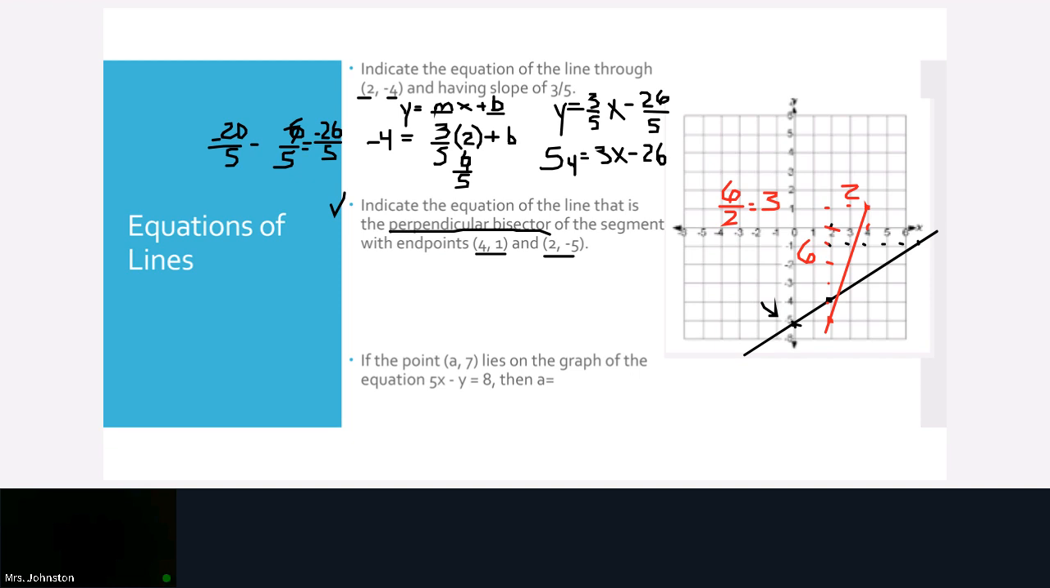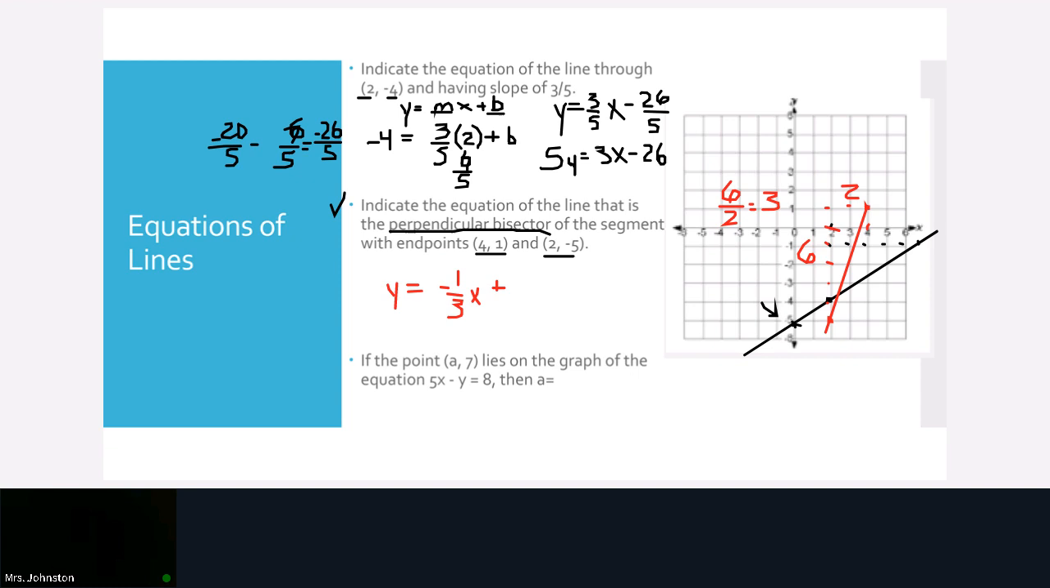Now, if I know the slope of a line, I know the slope of a line perpendicular to it is the negative reciprocal of that line. So the slope of the line that I'm trying to find is going to be negative 1/3. The reciprocal is 3 upside down, which is 1/3. And the negative of that obviously just has a negative sign. So y equals negative 1/3 x plus b.